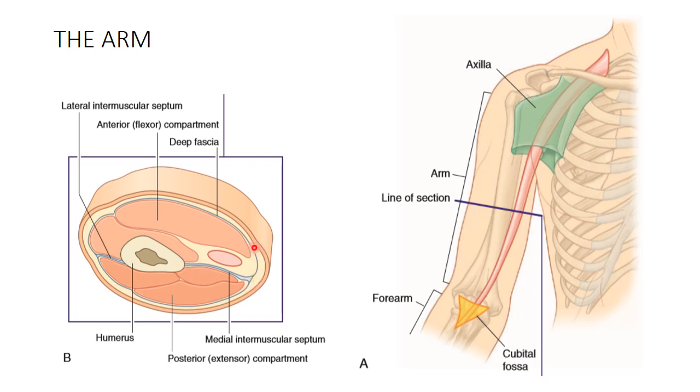that connect to the deep fascia investing the arm with the bone, with the humerus. So we have two intermuscular septa, one on each side, one medial and one lateral. With the presence of the humerus they divide the arm into two compartments: anterior, which is mainly flexor muscles that flex the forearm at the elbow joint, and the posterior compartment is mainly extensor, which extends the forearm at the elbow joint.